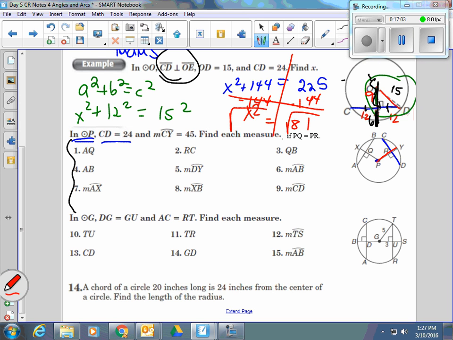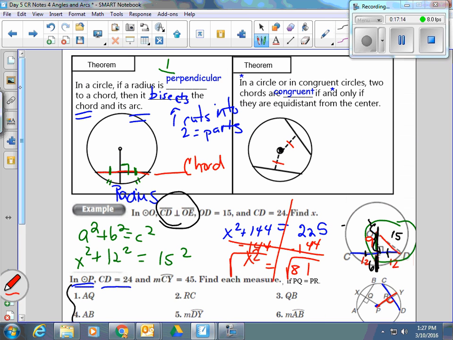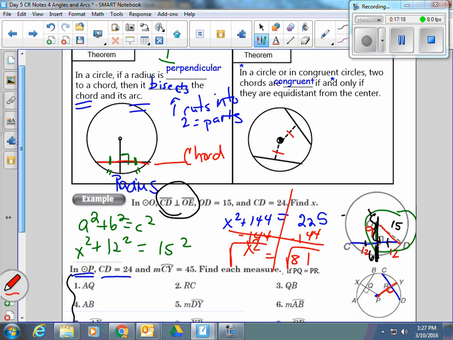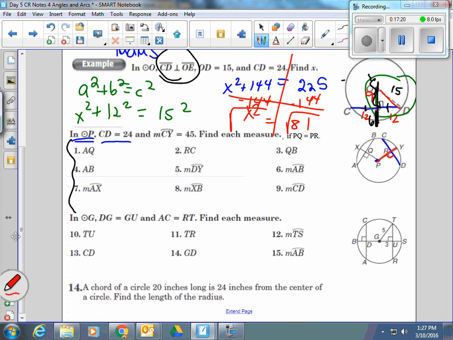So what happens when we have a chord and a radius? And it is 90 degrees. It bisects. Good. That's what we just talked about right here. It bisects and it makes this little piece and the arc congruent. So that means that these two are the same. It also means that these two arcs are the same, doesn't it?